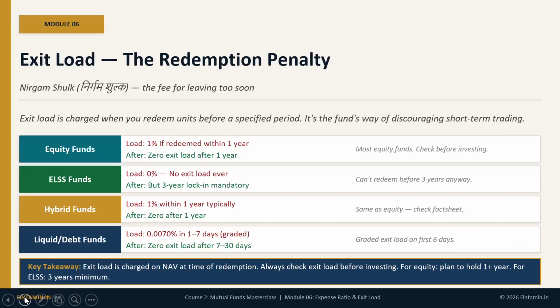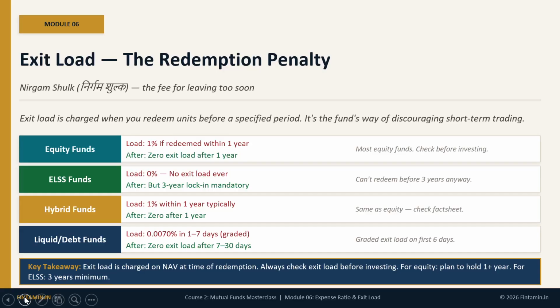Exit load, the redemption penalty. Exit load is charged when you redeem your mutual fund units before a specified holding period. It is the fund's way of discouraging short-term trading. For most equity funds, if you redeem within 1 year, you pay 1% exit load on the NAV at the time of redemption. After 1 year, zero exit load. So hold equity funds for at least a year.